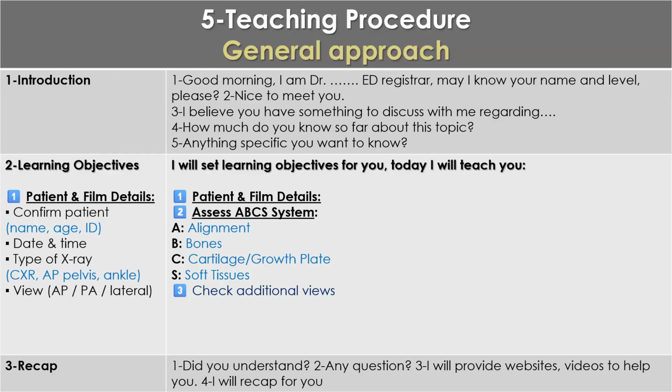Today, I will set the learning objectives for us. I will teach you first the accuracy of the X-ray. It means we need to confirm the patient's name, age, ID, date and time, and type of X-ray, whether it's AP, lateral, or mortise view. Then we do a systematic assessment, ABCS: alignment, bones, cartilage and growth plate for children, and soft tissues. And then we will check the additional views.